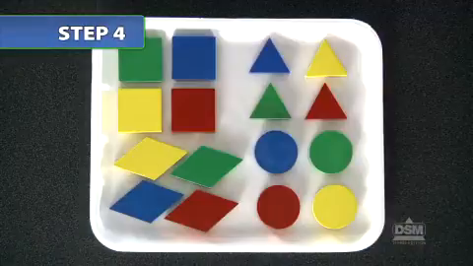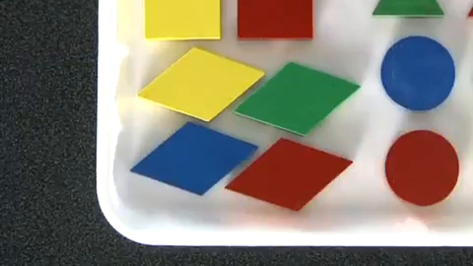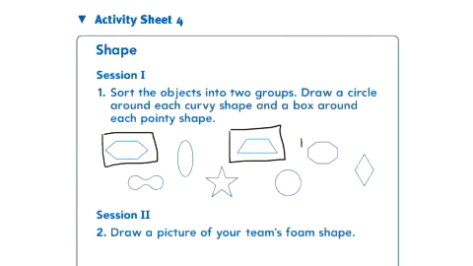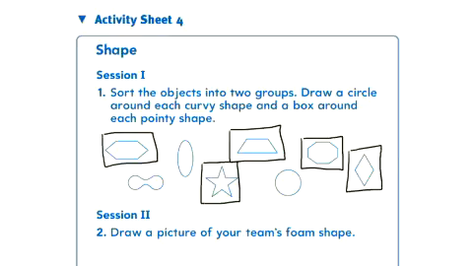Have teams mix up their piles of blocks and then challenge them to figure out another way to sort their blocks by shape. Students may sort their blocks into many different categories, such as squares and not squares, or rounded blocks and pointed blocks. And to conclude Session 1, distribute a copy of Activity Sheet 4 to each student. Have them complete question number 1, and then go over responses once they've finished.